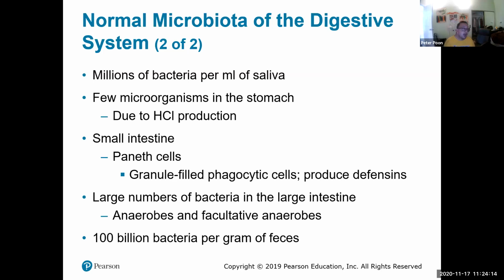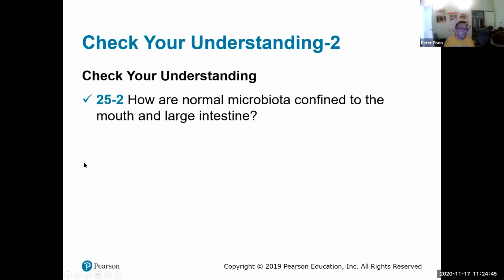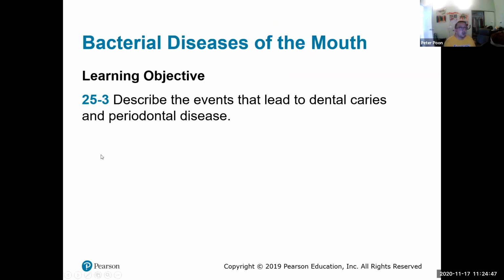Okay. The other place where there's large amounts of bacteria is your large intestine. Okay. Both of those bacteria are either anaerobes or facultative anaerobes, and there's lots and lots of them. In fact, there's 100 billion bacteria per gram of feces. In other words, there's a trillion bacteria per 10 kilograms of feces. That is a lot, right? So it's actually pretty interesting to study.